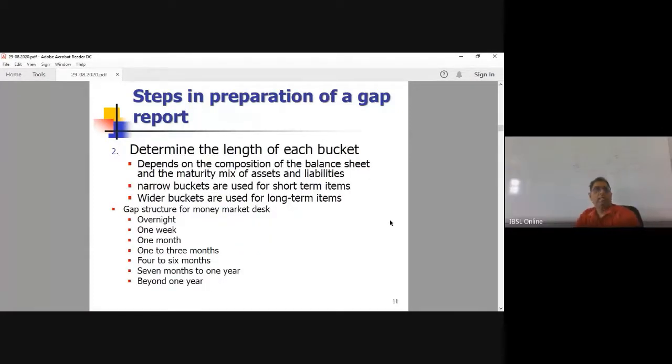Going into a bit of detail there as well. Steps in preparation of a gap. Again, same thing we discussed. Short term, narrower buckets. Like I said earlier, you have it more compressed, more narrow, so that you give more detail, because most of the assets and liabilities are usually in the short term, and wider buckets for the longer term, like we just discussed. So basically, you have 1 week, 1 month, 1 to 3 months, 3 to 6 months, 7 to 1 year. It all depends on you, but this is just a guideline.